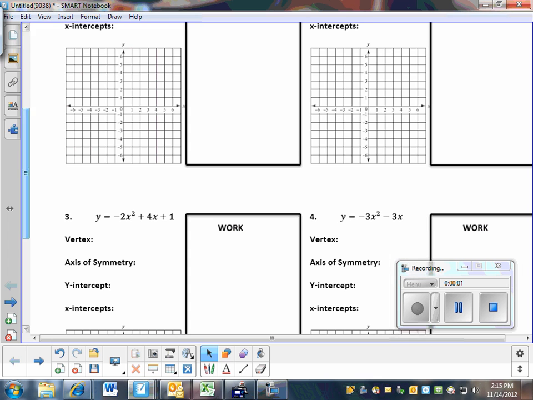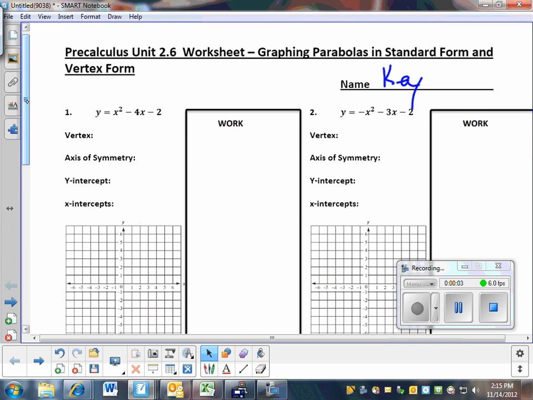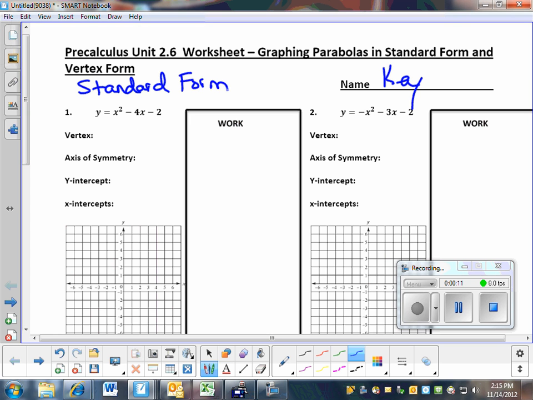Time to graph some parabolas. Here you go. So we are going to start by graphing in standard form. All of them, 1 through 6, do like this, and then 7 through 12, you'll do like the second one. A for the day: who remembers how to find the vertex if it's in standard form?